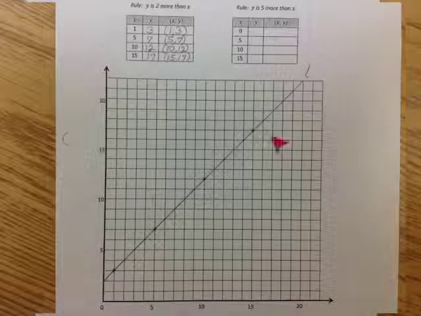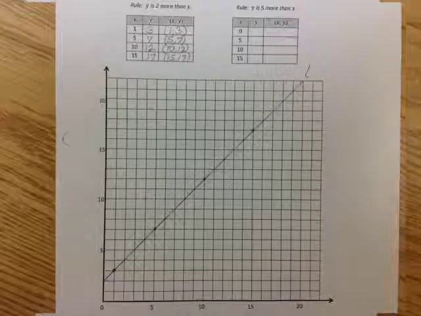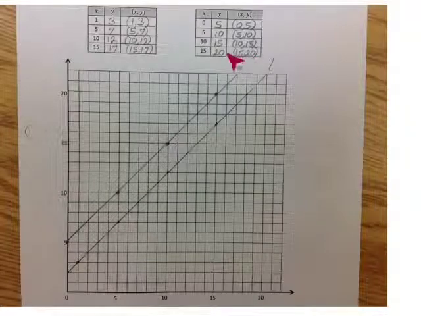We've plotted those points on our coordinate grid and made line L using that rule. Y is 2 more than x. Let's see if we can determine the rule for line M. We had points (0, 5), (5, 10), (10, 15), and (15, 20). Our rule for line M would be that y is 5 more than x. Whatever x is, add 5 and we get y.